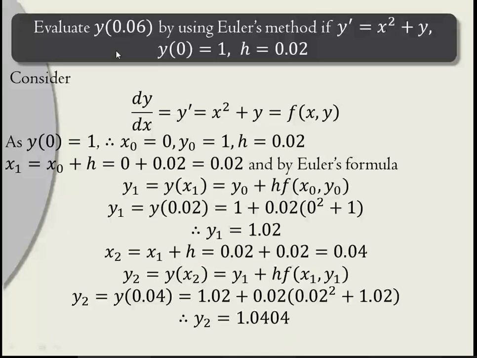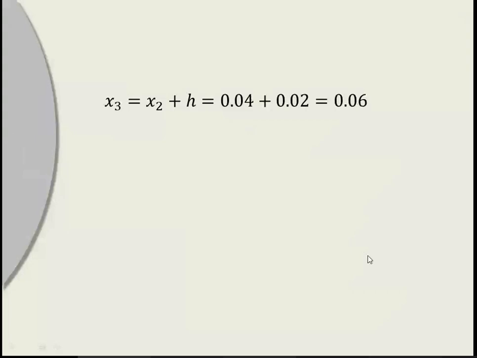So find the next value of x. The next value of x will be x3, that will be x2 plus h, that will be 0.04 plus 0.02, that will be 0.06. And now use Euler's formula. By that we get y3, that is y at 0.06. So it will be y2 plus h into f of x2, y2. And then put the values of all these terms into that and simplify it to get the answer.